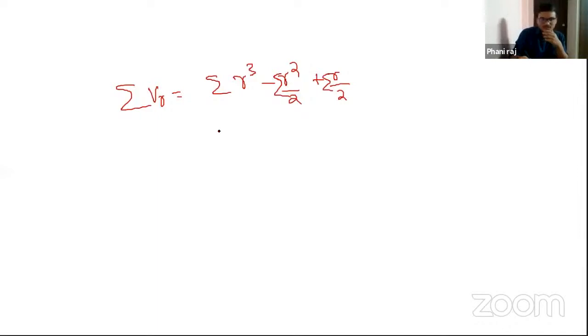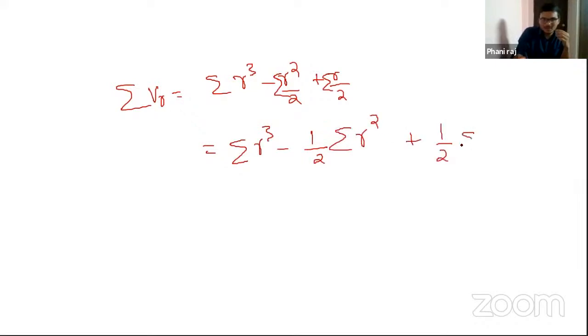Now you see this is the same as summation of r cube minus half into summation of r square plus half into summation of r, with r running from 1 to n, because that's what is given in the question.